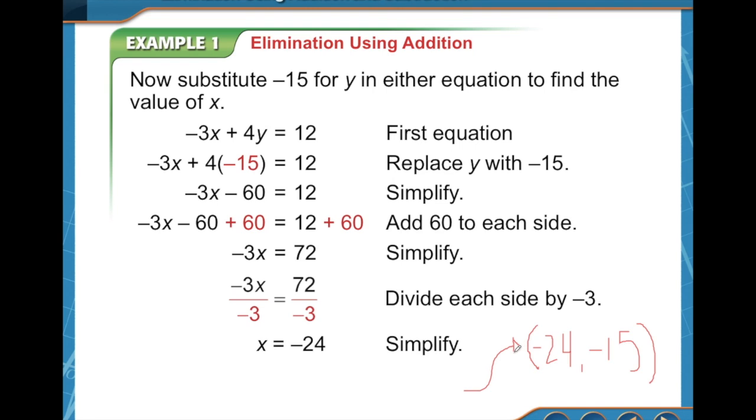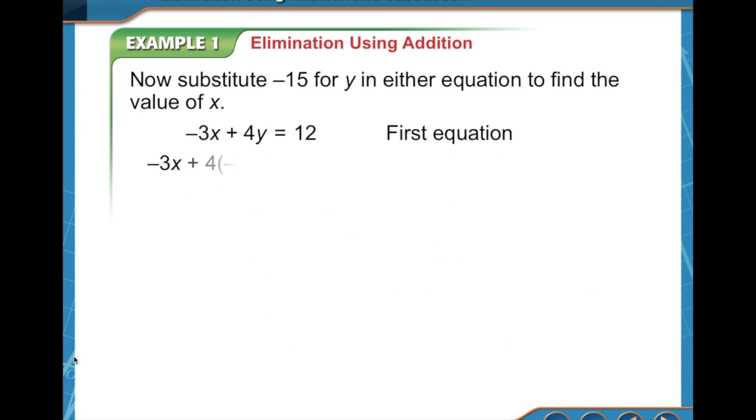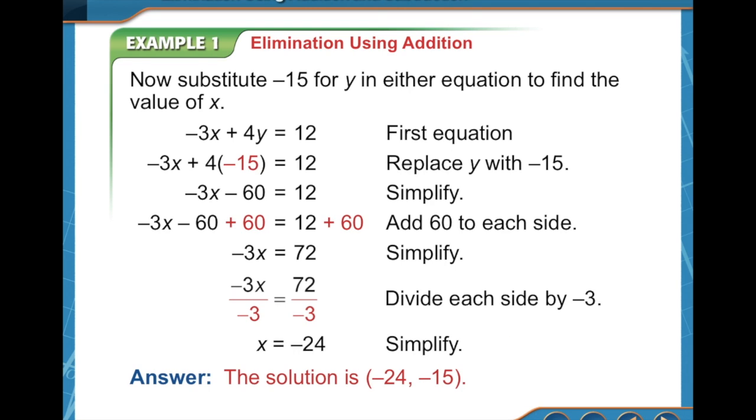That represents the solution for this system. The only two values that will work for x and y. And we can confirm that is true. Yes. Perfectly done. Negative 24, comma, negative 15.